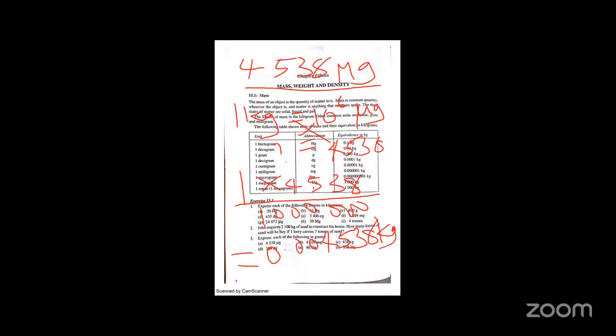Now this one is easier to convert to grams. We have 1 kilogram is equivalent to 1,000 grams. How about 0.00453 kg into grams? When you cross multiply, you have your final answer as 4.538 grams.